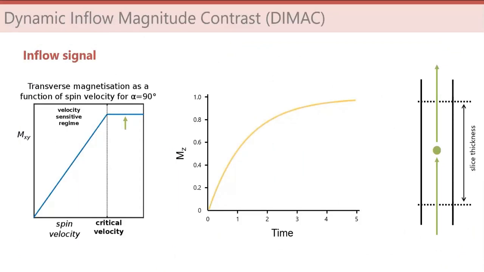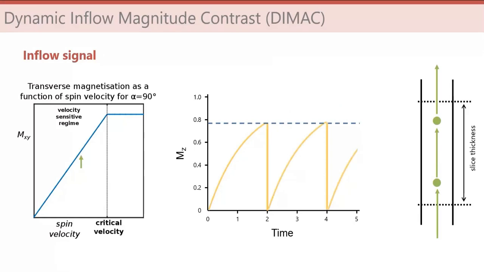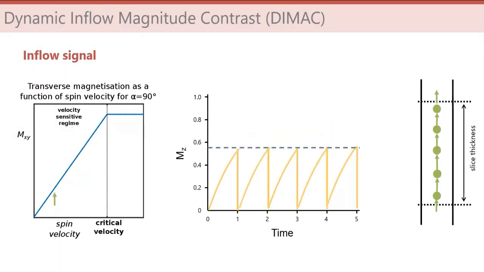So the approach we're taking is to look at the inflow signal. If you have a very short TR acquisition, you're suppressing all the static background signal, and fresh blood flows into the slice, and you see the signal of that blood. If it's fast enough to pass through the slice within a single TR, so it only sees one excite, then you get a blood volume weighted signal. However, if it's slow enough that during its passage through the slice it hits multiple excites, you get a blood flow related signal. So the more attenuated, the slower it is.